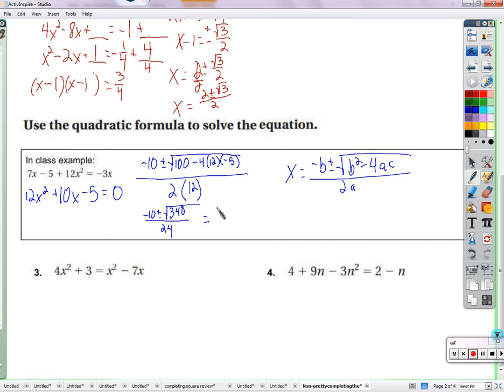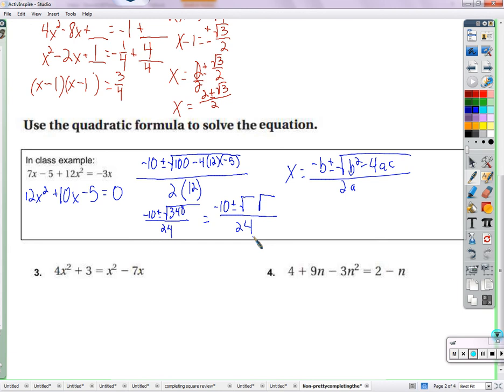Here's what I'm saying there, negative 10 plus or minus. Can we write this as the square root of something times the square root of something else? So that this square root preferably actually has a nice square root. Like, is it the square root of 9? Is it 9 times something equals 340? Is it 16 times something equals 340?